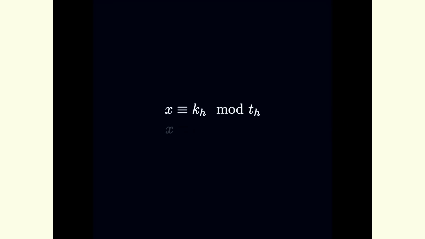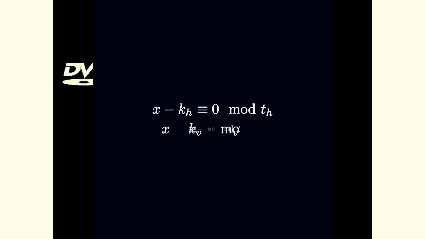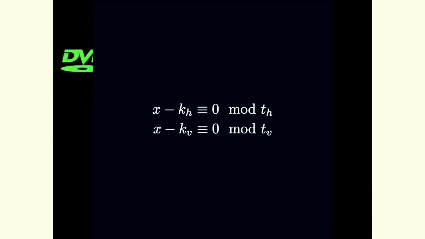Why is this? Well, let's look at our original system of equations. Rearranging, we can get x minus kh is congruent to 0 mod th, or in other words, x minus kh is a multiple of th, since the remainder is 0 when you divide by it. The same goes for x minus kv. Since g is a factor of both th and tv, x minus kh and x minus kv must also be a multiple of g.